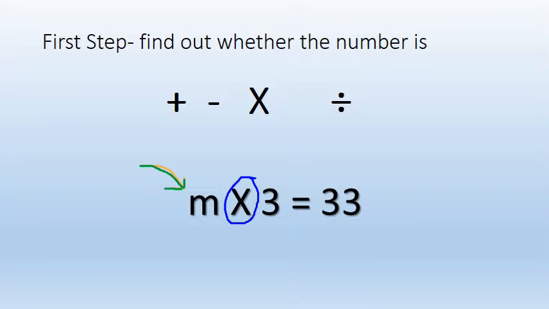What letter represents the variable in this problem? Good, that's right, it's M. And what are we going to do? What math function do we need to figure out? Some number times 3 will get us to 33.